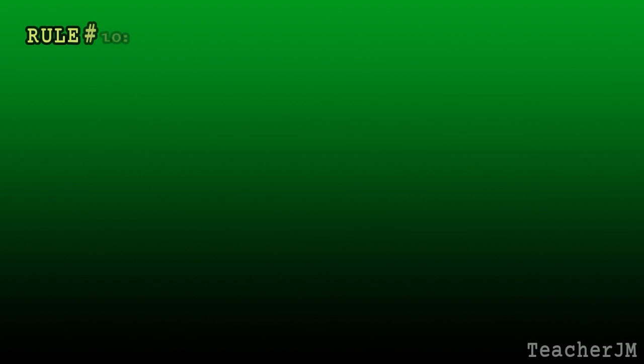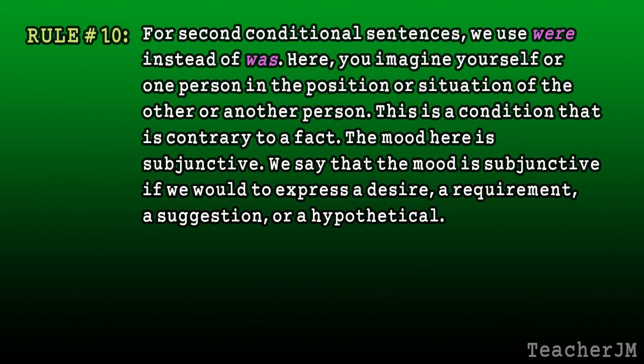Rule number 10. For second conditional sentences, we use were instead of was. Here, you imagine yourself or one person in the position or situation of another person. This is a condition that is contrary to fact. The mood here is subjunctive. We say that the mood is subjunctive if you would like to express a desire, a requirement, a suggestion, or a hypothetical.